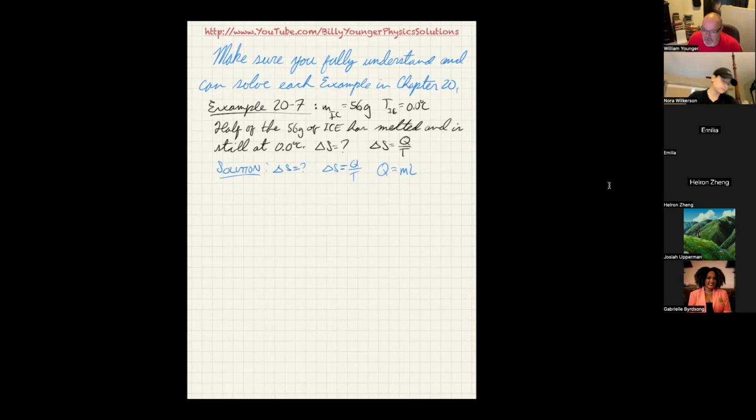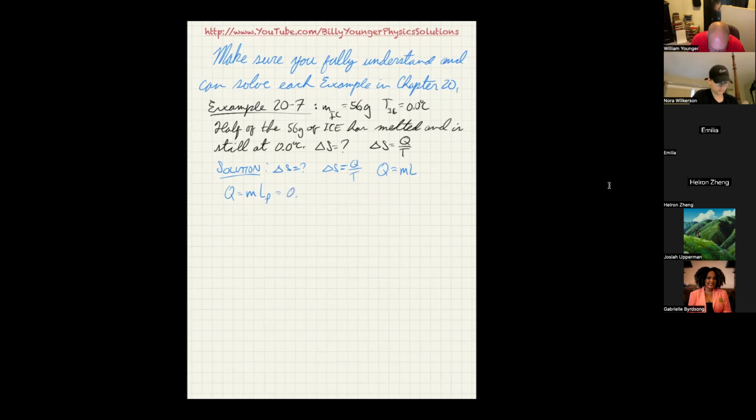So that's the heat of fusion. In this case, we're going to say Q is equal to M times L sub F, and the M is actually half of the 56 grams. The 56 grams is 0.056 kilograms. Half of that would be 28.